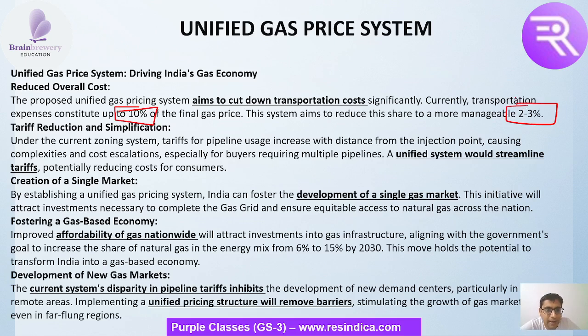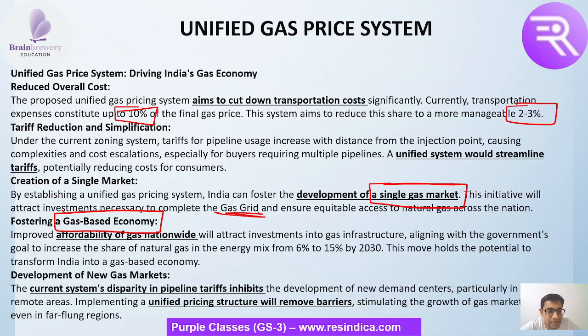So the main purpose of the national unified gas pricing system is to reduce the transportation cost. A unified and streamlined process is very much needed to reduce the cost to the consumer. So we will be developing a single gas market which will be connected to the whole gas grid. This will enhance India's move towards a gas-based economy.